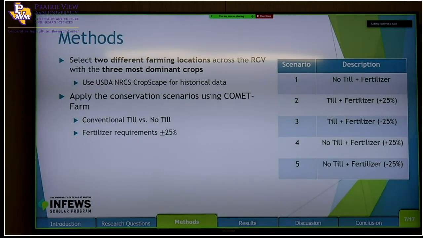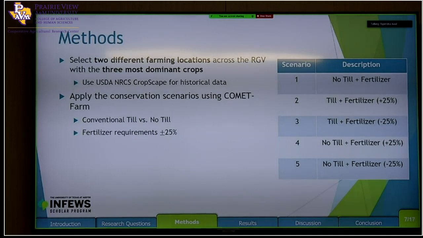I'm selecting two different farming locations across the Rio Grande Valley, and I'm using the three most dominant crops as crop locations in the model. I'm using the USDA NRCS CropScape for the historical cropland data, and that's also publicly available. And I'm applying conservation scenarios using Common Farm.